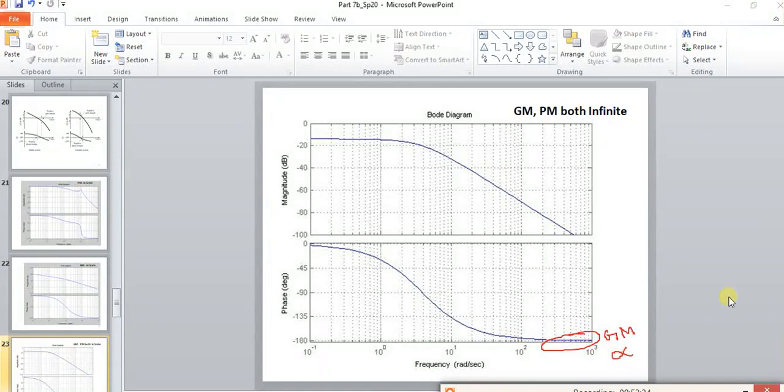Now come to the phase margin. To find the phase margin, you will start from the gain diagram and see where the gain curve crosses 0. The gain curve does not cross the 0. It does not even touch it. So that means the phase margin is infinite. So in this case, both of them are infinite.